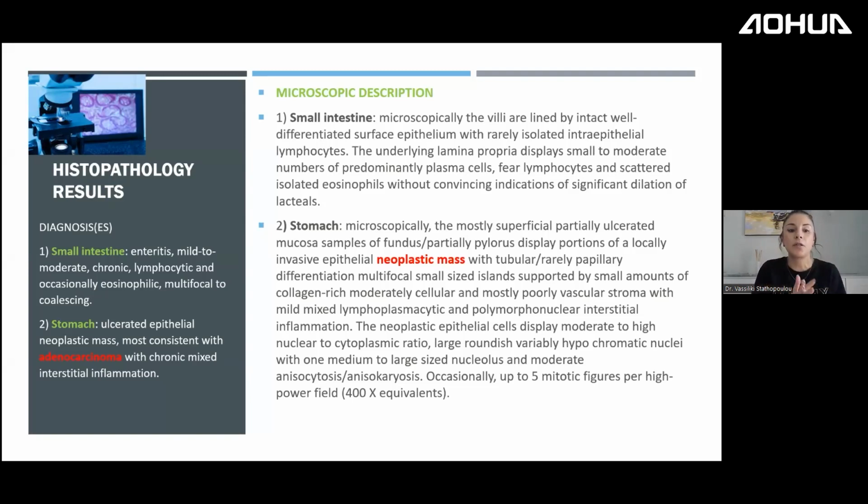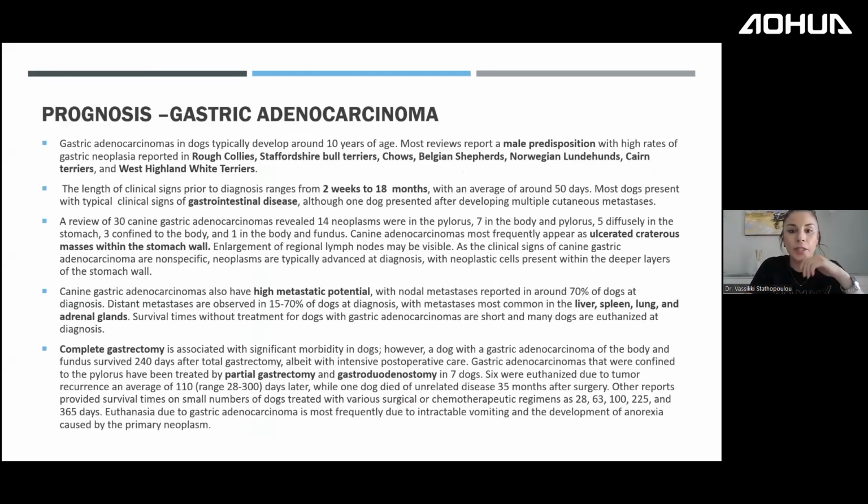So the histopathology results for the small intestine showed a mild to moderate chronic lymphocytic, so it was a mixed infiltration. For the stomach, it was, of course, an adenocarcinoma, a very nasty one. And one would think that this dog would have a very low HCT with such a huge ulceration. This was really, her coping mechanisms were really, really good.